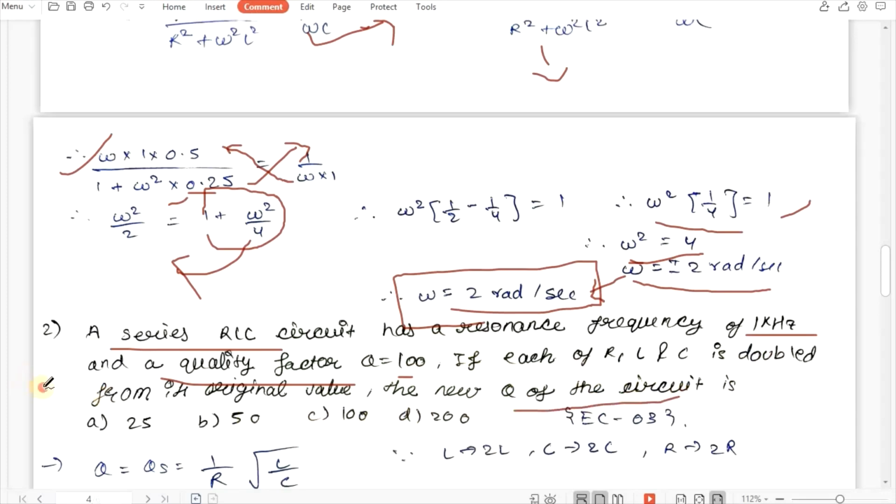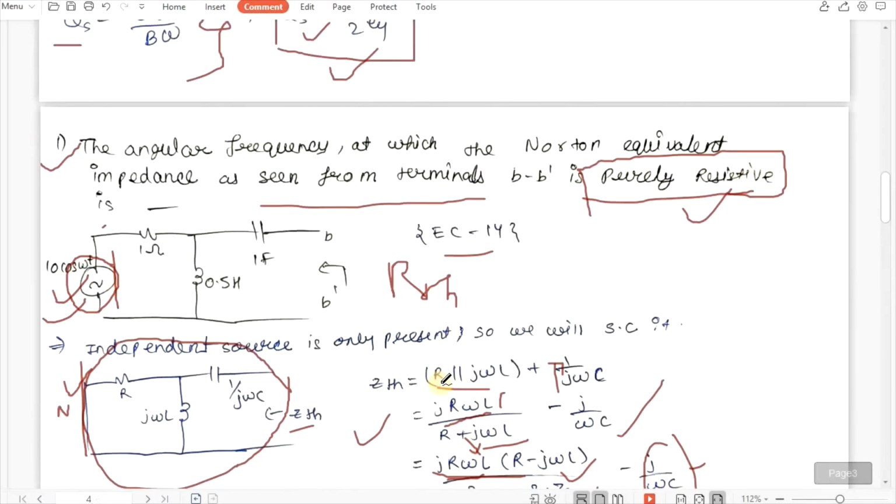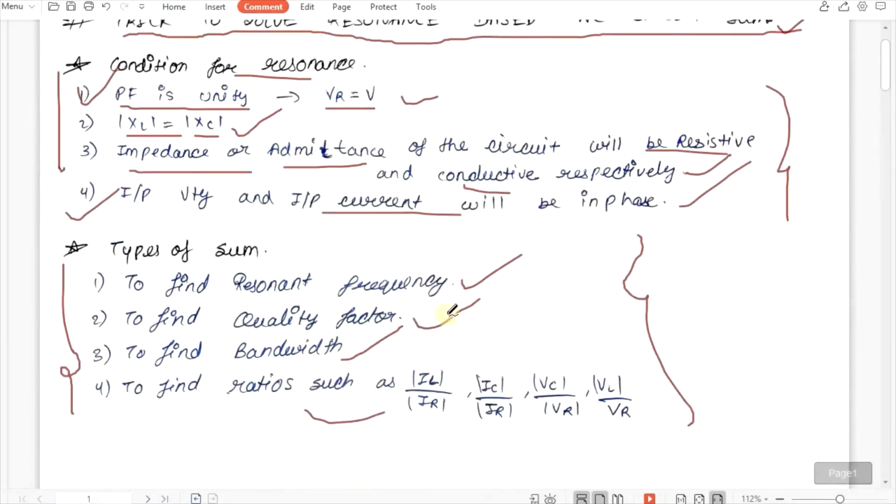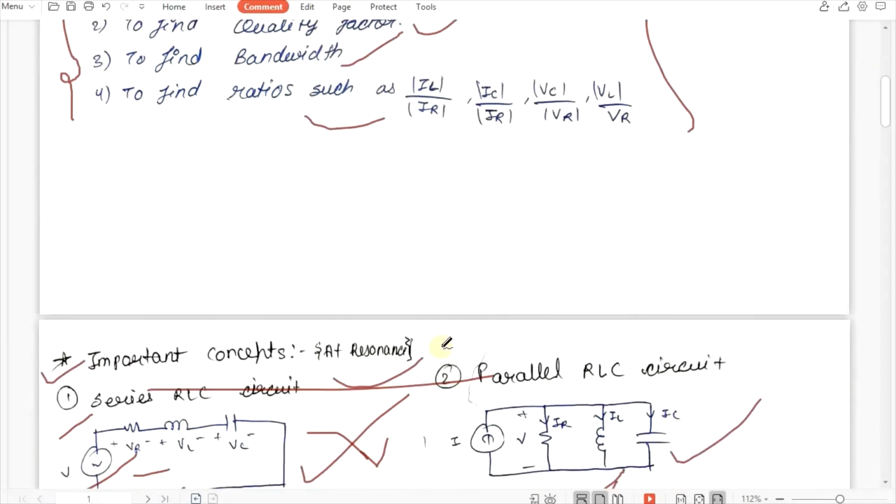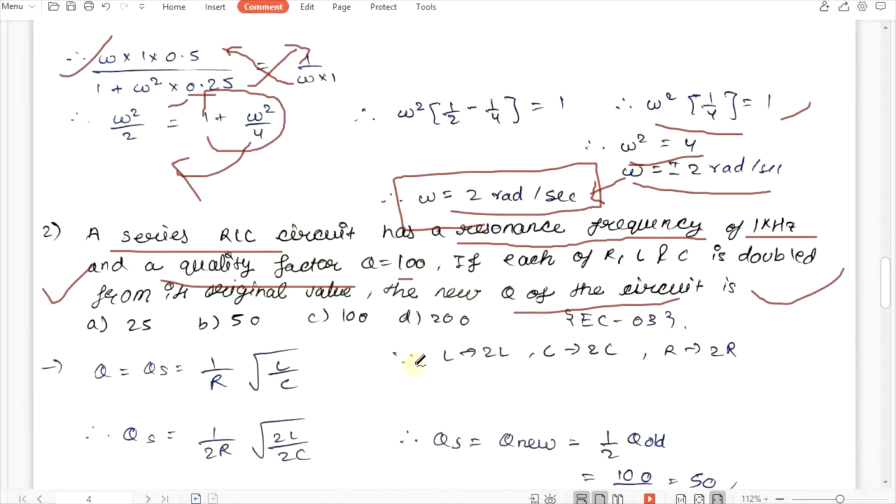Okay, so basically this sum is to find out the quality factor of the circuit, and in the question itself it is mentioned that it is having a resonance frequency. So this sum is of resonance frequency and we have to calculate the Q. Till now we have seen the first type of question where we have to find out the resonance frequency. Now this is the type 2 question where we have to find out the quality factor. So for the quality factor we will just use the formula.